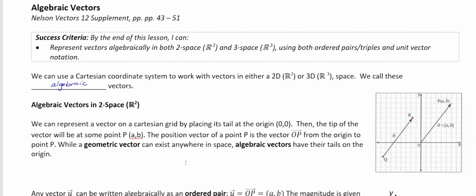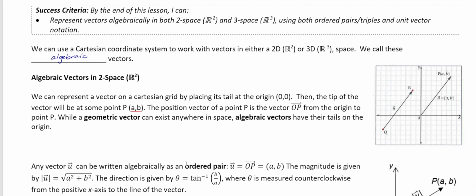We can represent a vector on a Cartesian grid by placing its tail at the origin. Then the tip of the vector will be at some point (a, b). So we've got the tail at the origin, and P is the point (a, b), and so the vector is given as (a, b), because it goes from the origin to that point. So this is a specific type of vector.